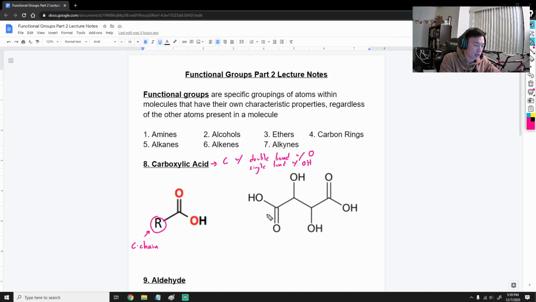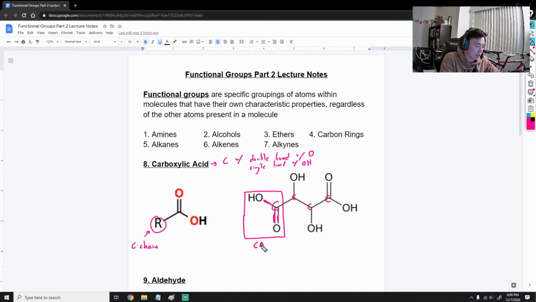An easy way to think of this is to look at the carbon. So we have a carbon here, carbon here, carbon here, and carbon here. All we need to do is figure out, does it have a double bond with O and a single bond with OH? That's what makes it a carboxylic acid. So if we look at the first carbon right here, it has a single bond with OH, and it has a double bond with O. So it checks both these boxes. So this part right here on the left is going to be a carboxylic acid.